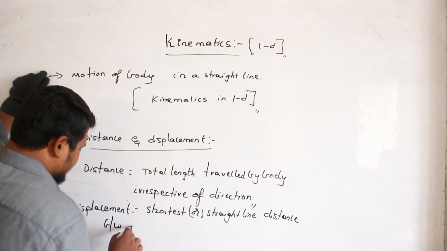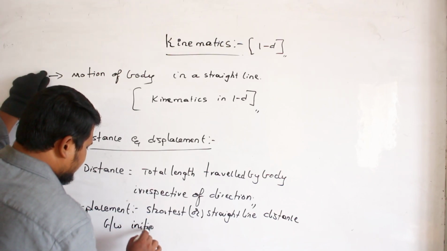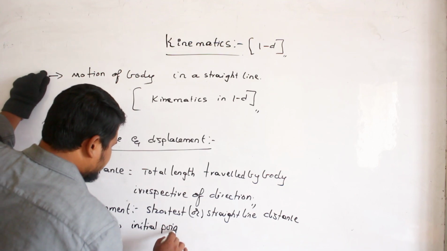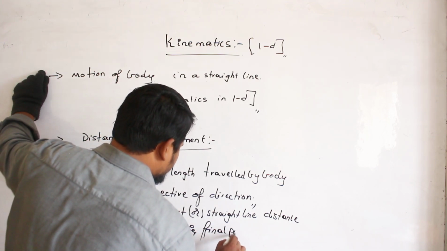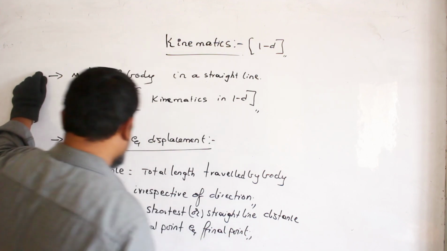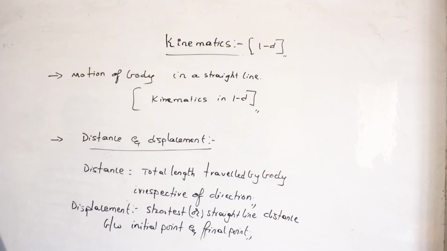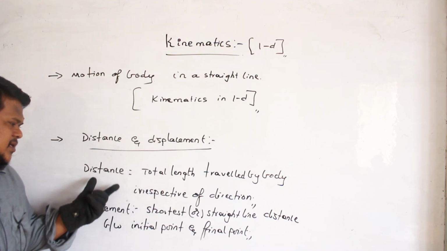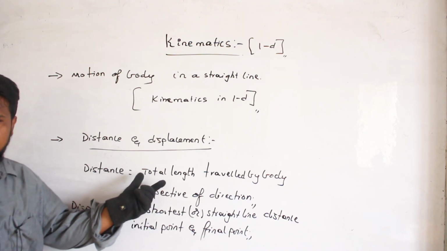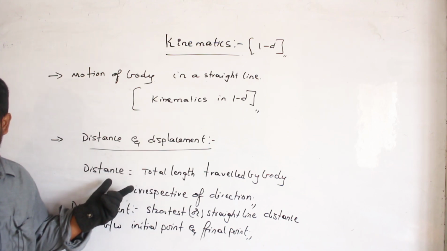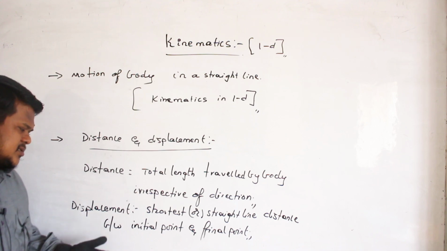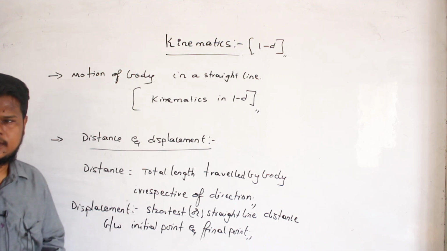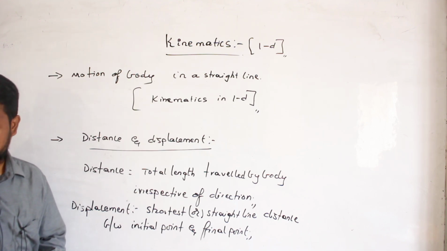First point and second point, or you can call it the initial point and final point. Clear? So this is called the difference between distance and displacement. If I study the total length of the body, it is distance. Here we don't consider any direction. But what is meant by displacement? It is the shortest distance, or a straight line distance, between the initial point and the final point. Are you able to understand?